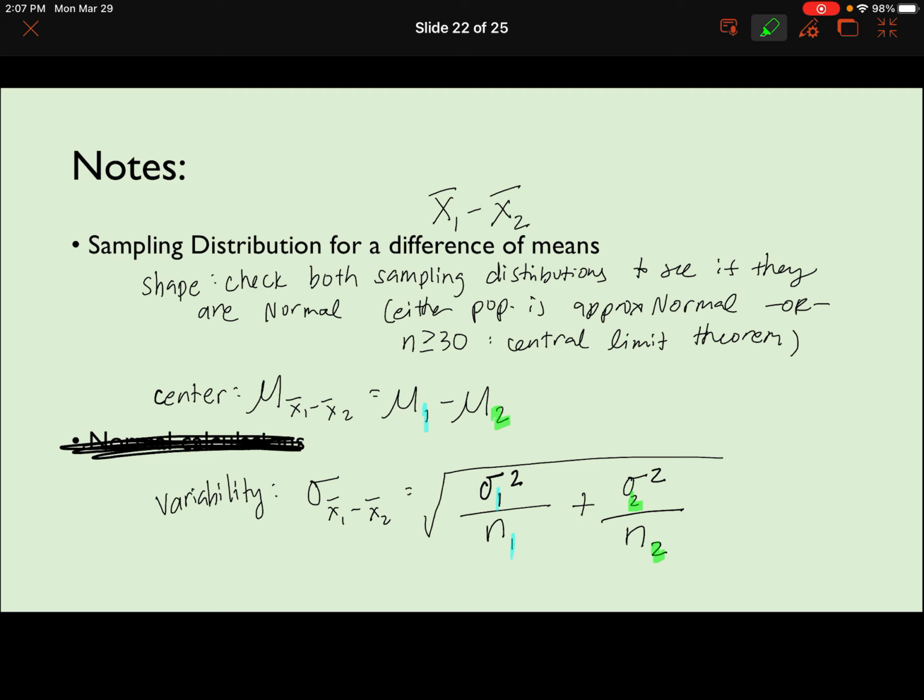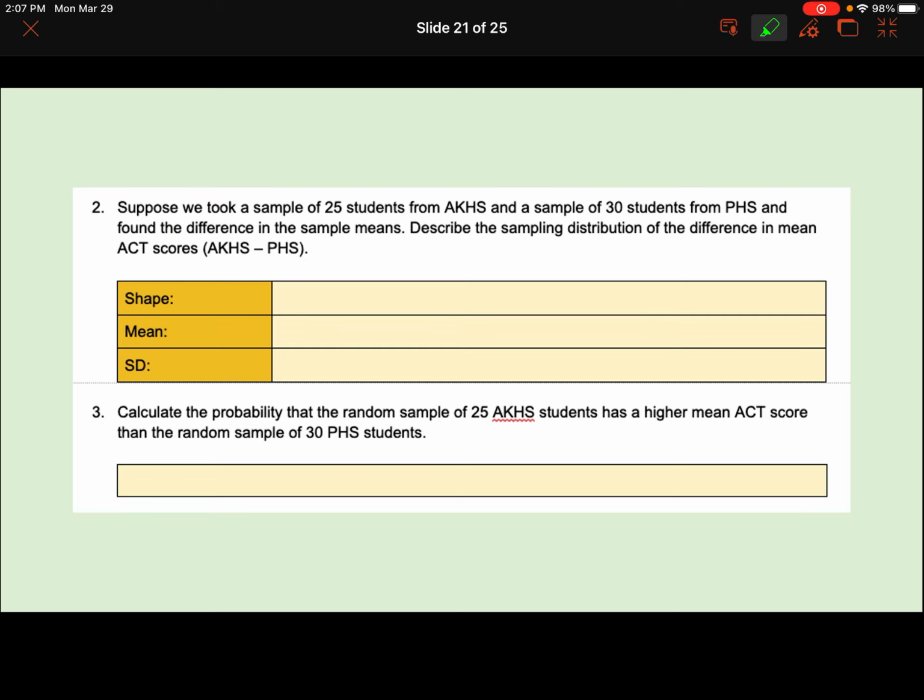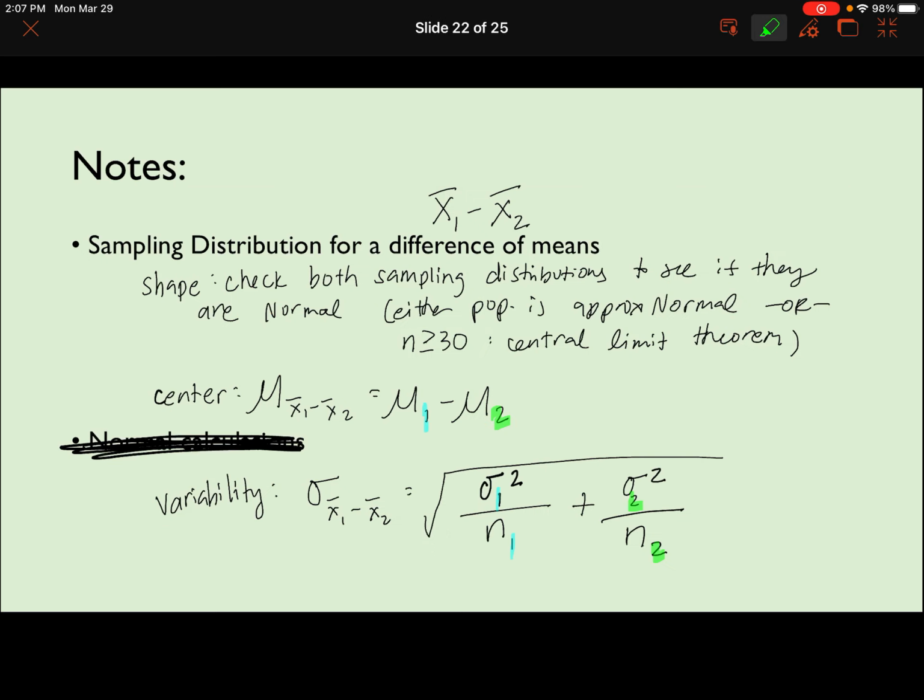All right, so based off of that, I want you to go ahead and try to answer question 2. Describe the mean and the standard deviation and the shape based off of what we just went over in our notes. I'll keep the notes up for a sec, so pause now if you want to look at these while you're working. And when you're ready to go over them, hit play.